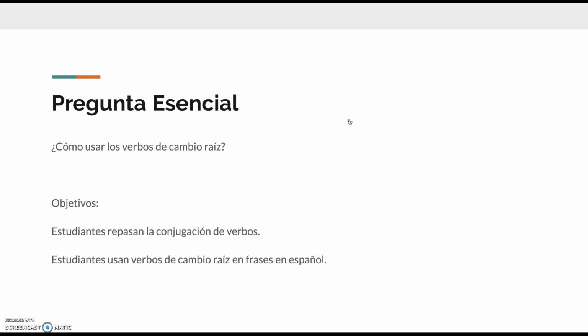Our pregunta esencial, or the essential question, is: ¿Cómo usar los verbos de cambio raíz? Or how to use verbs that are changing their stem. Objetivos: estudiantes repasan la conjugación de verbos y estudiantes usan verbos de cambio raíz en frases en español. Our objectives are: students review the conjugation of verbs, and students use verbs that are stem changing in sentences in Spanish.